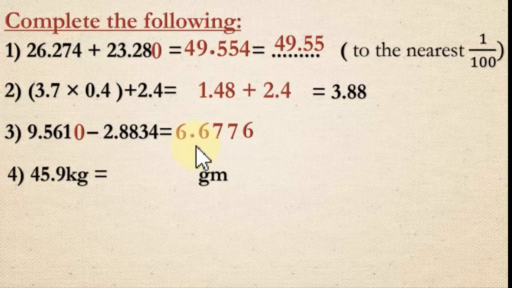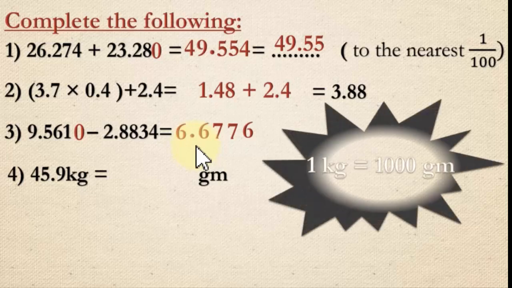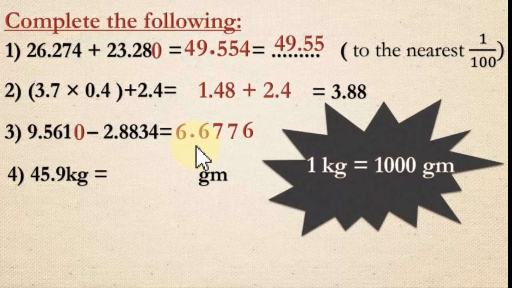45.9 kilograms equals. How can we convert kilograms to grams? Well done. Multiply the value of this number by 1000 because 1 kilogram equals 1000 grams. So 45.9 times 1000. We move the decimal point 3 places to the right. So here we have 1 place. Write the number and put 2 zeros to the right of the number. So the value is 45,900 grams.